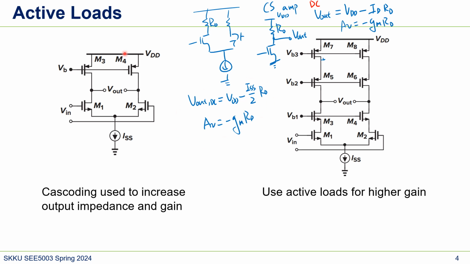So what we can do is use active loads. Here we use, not a resistor, a PMOS. In this case, the gain would be gm times RO1 parallel RO3, right? So this would be the gain.